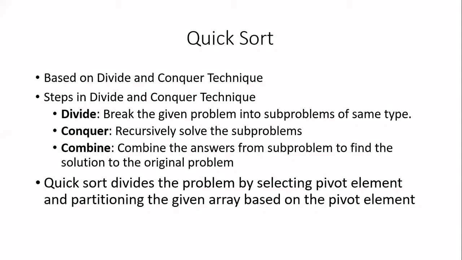In this, we are going to divide the problem by selecting one special element known as the pivot element. The pivot element is an element which should be selected after you start the algorithm. And then you are going to divide your array based upon the pivot element only. So this is the basic of quicksort.